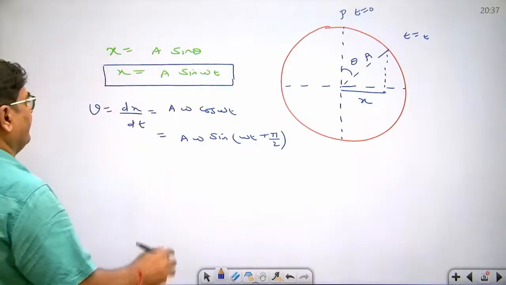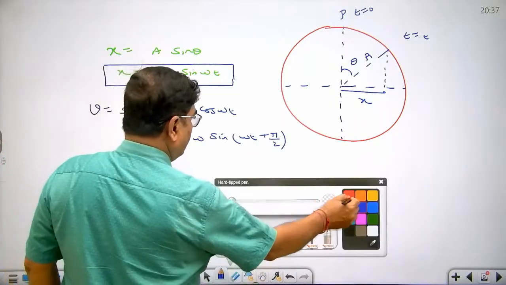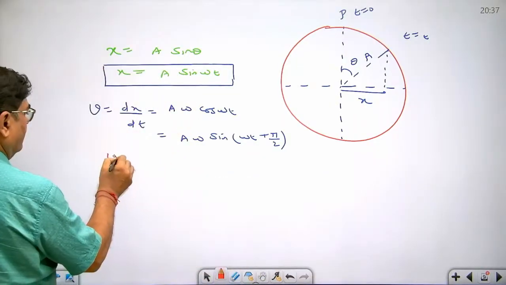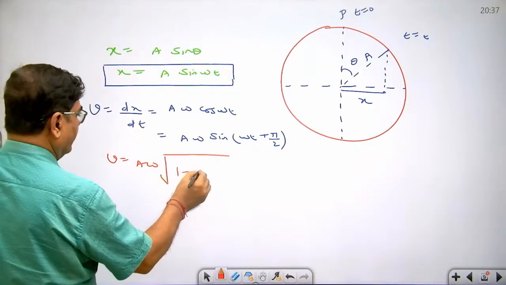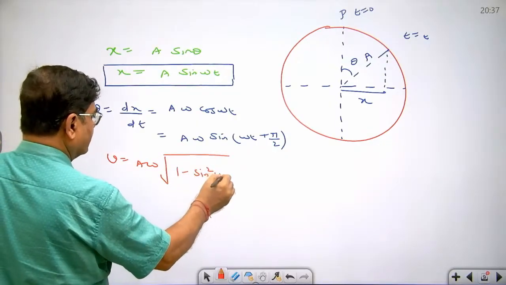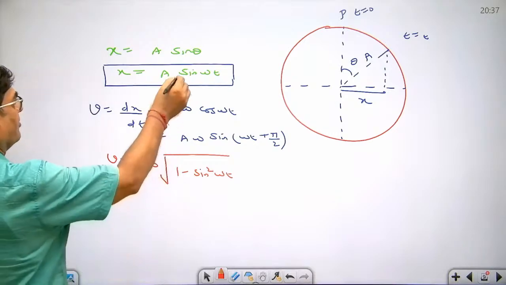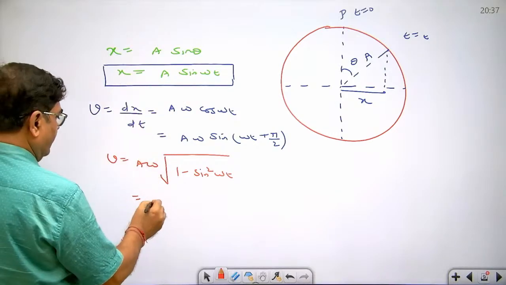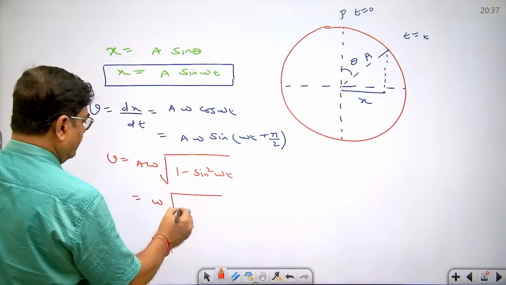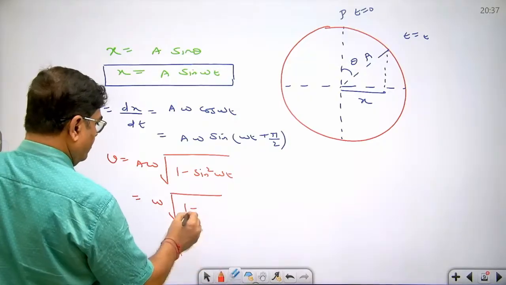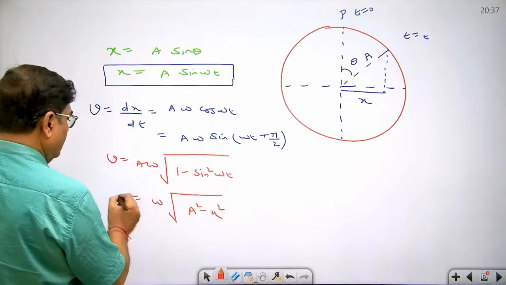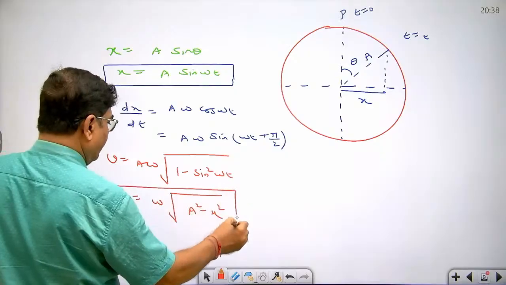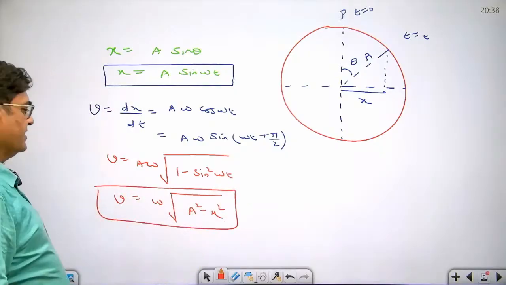And for the second relation, we can write v equal to A omega cos omega t as A omega under root 1 minus sin square omega t. And sin omega t can be written as x upon A. So if we substitute this relation, we will find v equal to omega root A square minus x square. This is the general relation between v, omega, A and x.